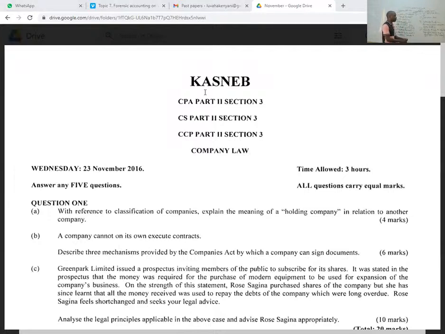So there's someone saying, come up again on a holding company. We say the holding company is a company that has acquired ownership in another company, and therefore it is able to control the activities or affairs of the other company. The other company is known as a subsidiary.